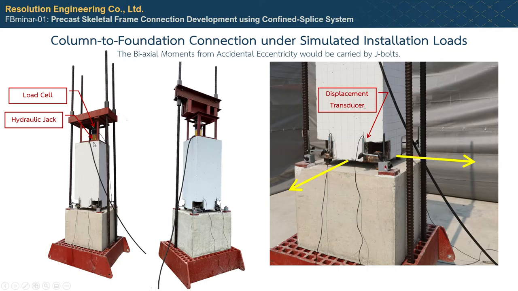The load will be factored, and accidental eccentricity is also introduced such that we have the moment in both axes, and this is the setup. You can see the foundation is connected to the column, all right? And then the hydraulic jack is going to apply the load. It is the factored load. I have the load cell in place over there, and the hydraulic jack is set off center such that it triggers the accidental eccentricity.